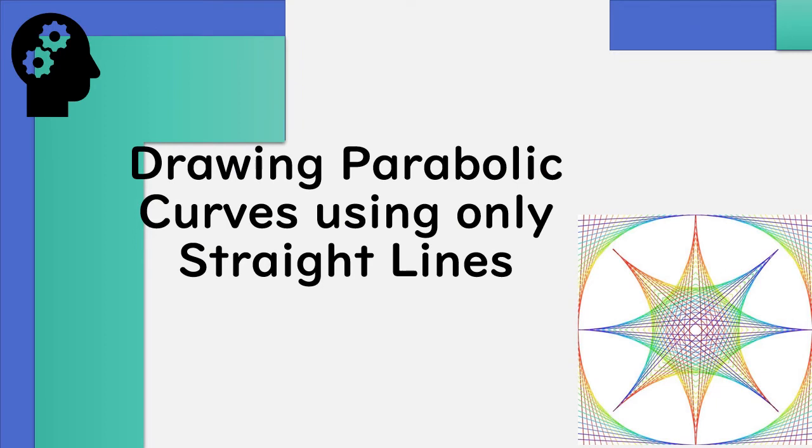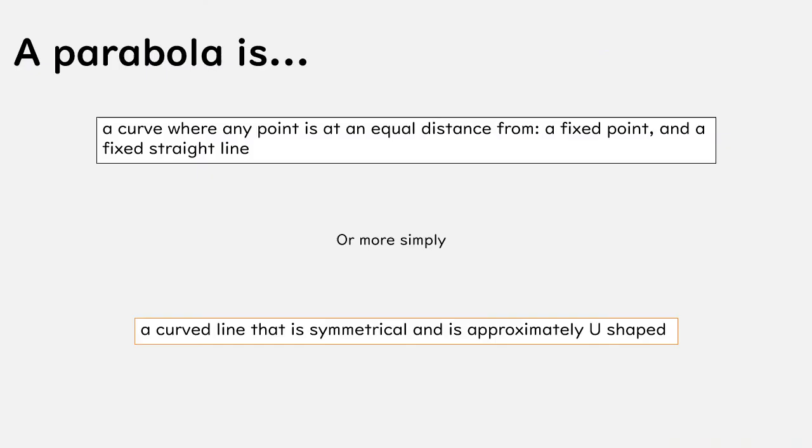So today we're looking at drawing parabolic curves using only straight lines. First thing we need to address is what is a parabola? Well, the proper definition is a curve where any point is at an equal distance from a fixed point and a fixed straight line. But putting it more simply, it's a curved line that's symmetrical and is approximately U-shaped.